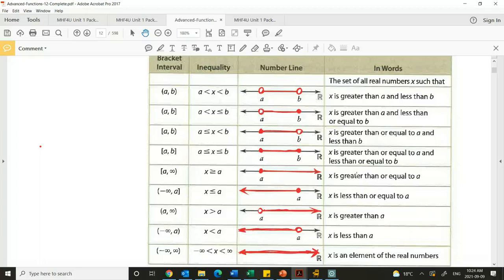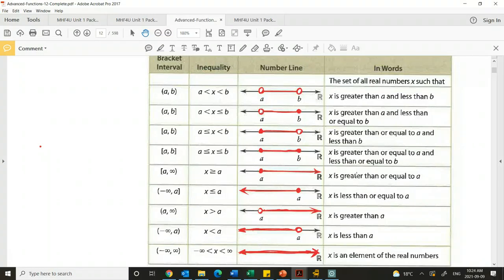Vice versa for this one, right? B now has the hollow point on it, so B is not included, so we use square for A, round for B. Two solid points, we include both of them in the set, all the way from A up to and including B. Two square brackets.